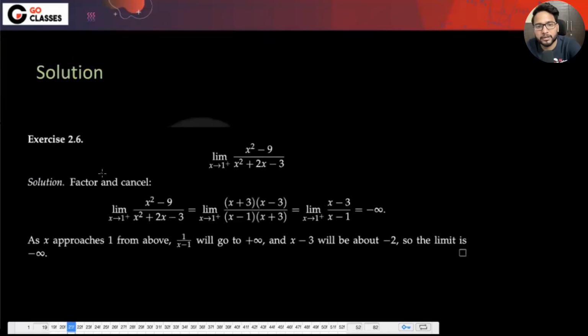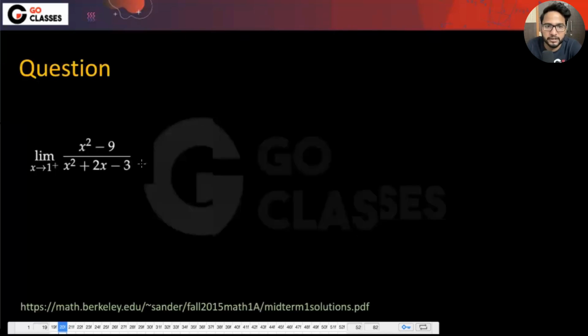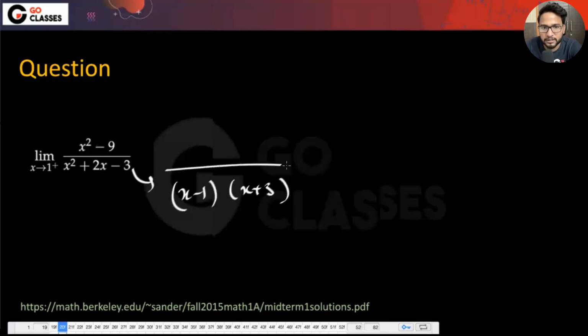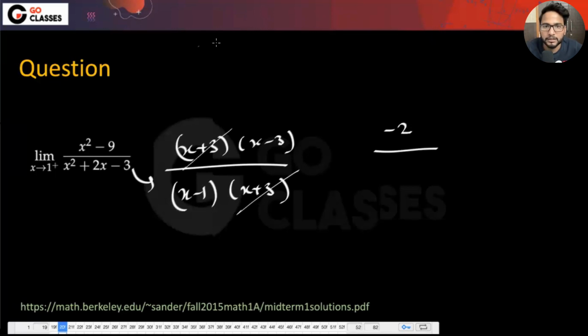Let me check if they have done using the factorization or not. Yeah. X plus 1 and x minus 1 and x plus 3. This is x minus 1 into x plus 3. This is x plus 3 into x minus 3. You can cancel this out. And if you put 1, then it will be minus 2 upon. Okay, again, it is a problem, right? So it is x minus 3 upon x minus 1. Now how to solve this?